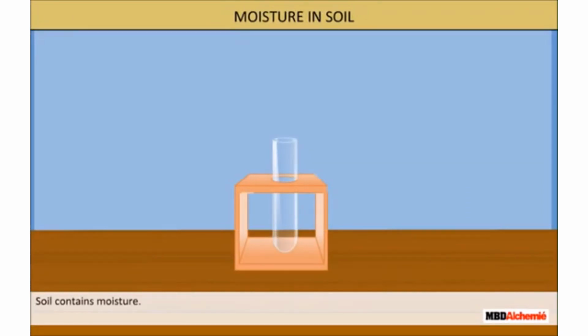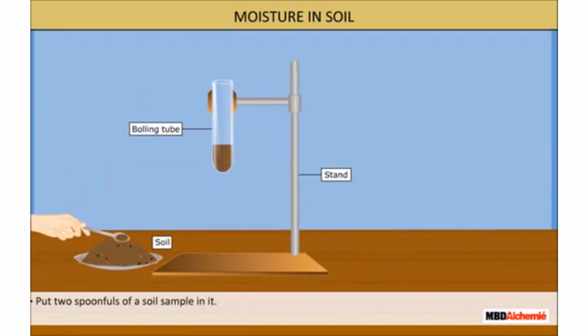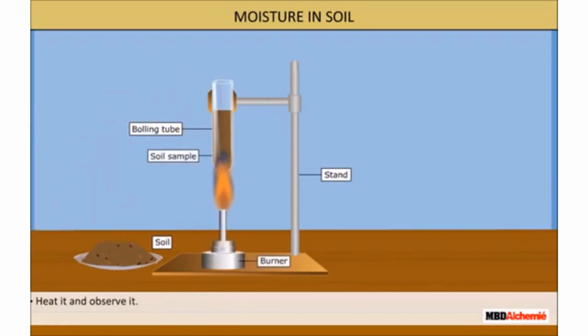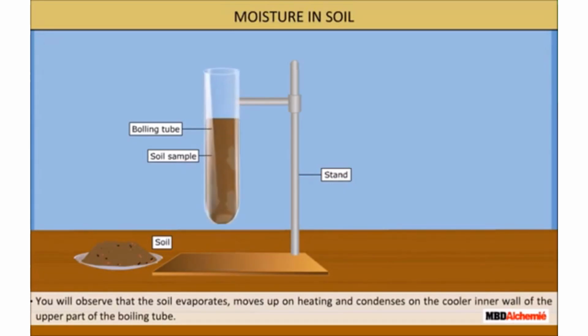Soil contains moisture. Let us do an activity to show this. Take a boiling tube. Put 2 spoonfuls of soil sample in it. Heat it and observe it. You will observe that the moisture in the soil evaporates, moves up on heating and condenses on the cooler inner wall of the upper part of the boiling tube.